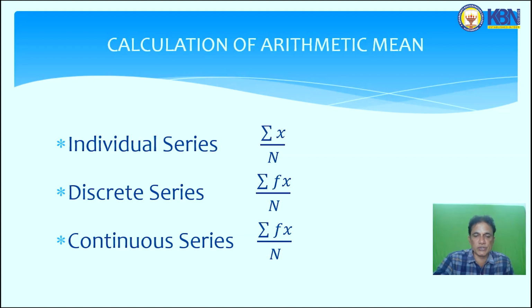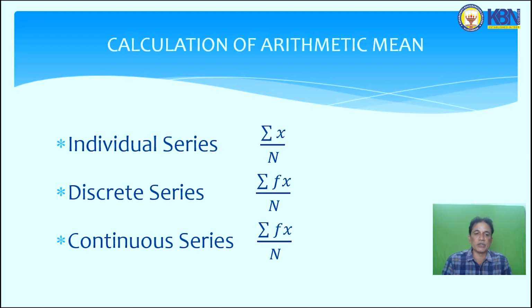Coming to discrete series, the formula is sigma f x by n, the values of variables along with frequency. Discrete series means data which has values along with frequency. Under the direct method, we can calculate arithmetic mean with the formula sigma f x by n, where f means frequency, x means values of variables, and n means the sum of the frequencies.